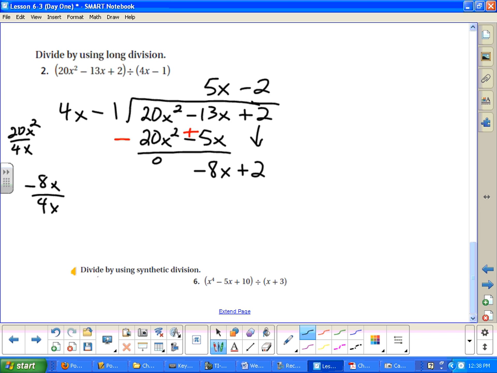All right, does that make sense, Brainy? And now we're going to multiply again. So negative 2, I'm going to multiply it by the 4x and the -1. So we get negative 8x. Once again, that's got to be the same. Negative 2 times -1 is positive 2.